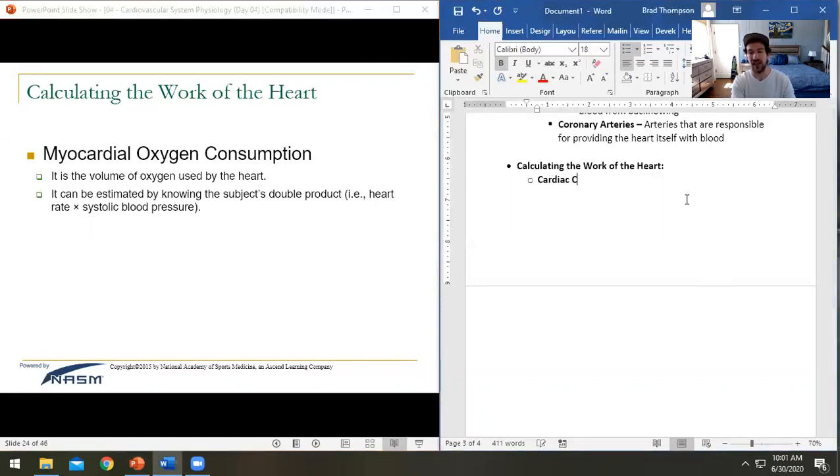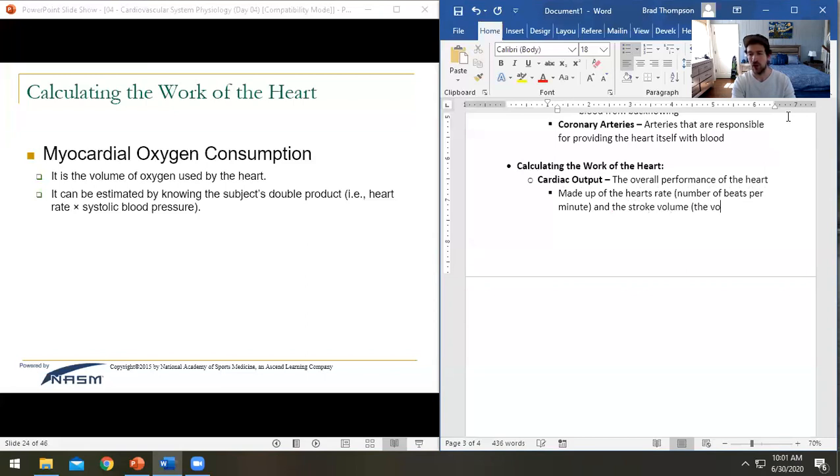But cardiac output, and they're defining this slightly differently, but we're going to use the version that's found in your textbook. This is the overall performance of the heart, okay? It is made up of the heart rate, the number of beats per minute, and the stroke volume, the volume of blood ejected from the heart per beat. Okay, so that is your cardiac output, right? It can be estimated by your heart rate times your systolic blood pressure.